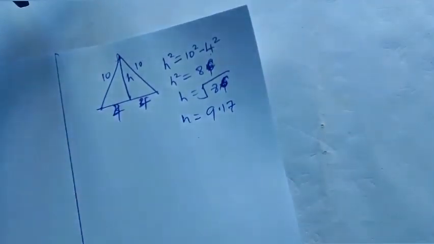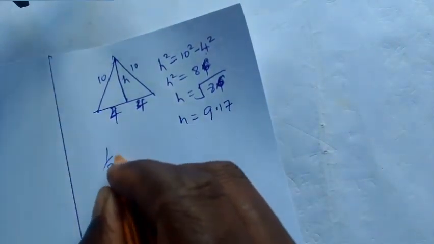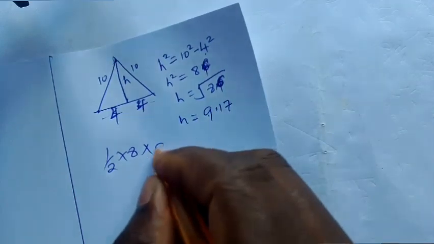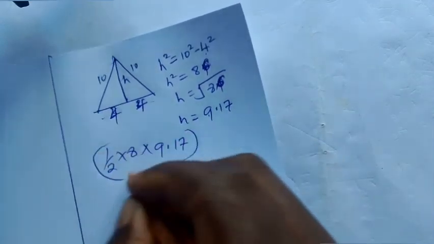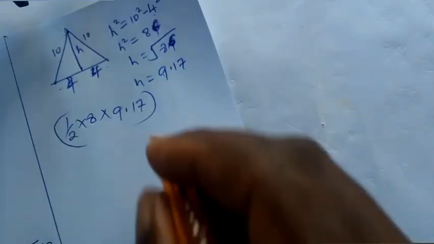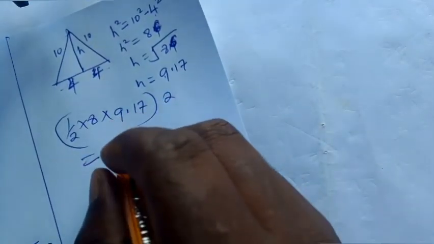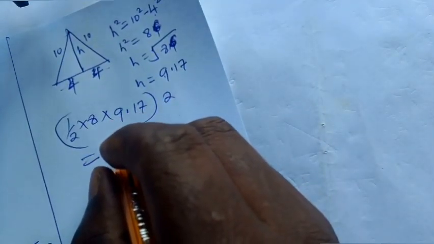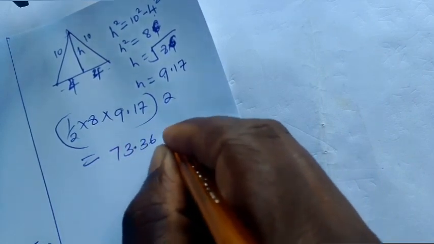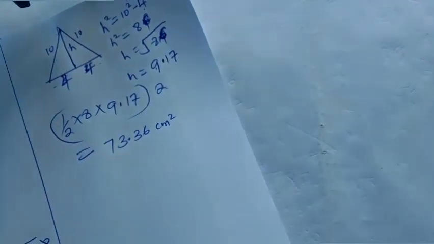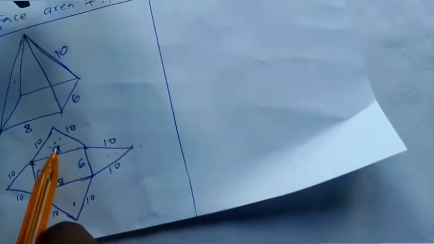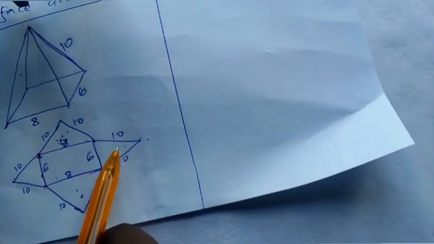Now we calculate the area, which is a half base. The base is 8 times height, which is 9.17. But remember, there are 2 of them, this and this. So you multiply times 2. That one will give us the area, which is equal to 73.36 centimeters square. So far we have calculated the area of this and this. Now let's calculate the area of this and this.